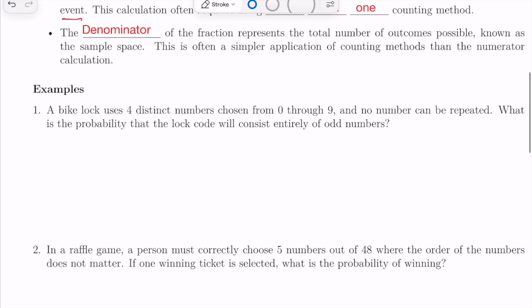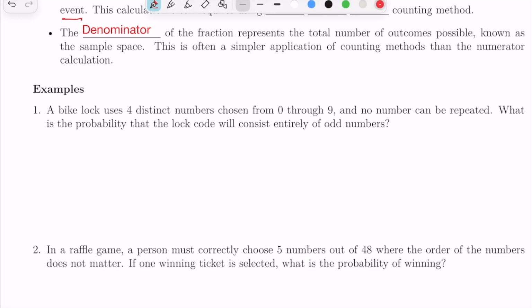So let's start out by looking at some examples and seeing how we can use the counting principle, permutations, or combinations in order to calculate some probabilities. A bike lock uses four distinct numbers chosen from 0 through 9, and no number can be repeated. What's the probability that the lock code will consist entirely of odd numbers?